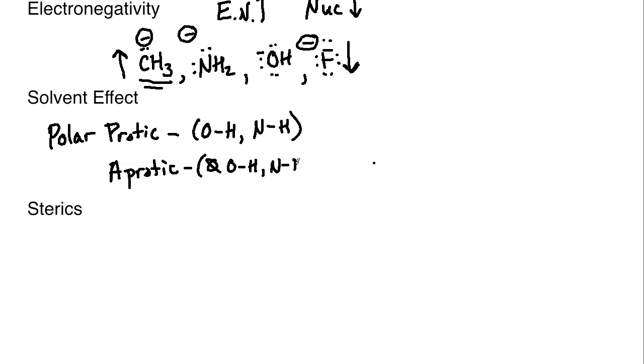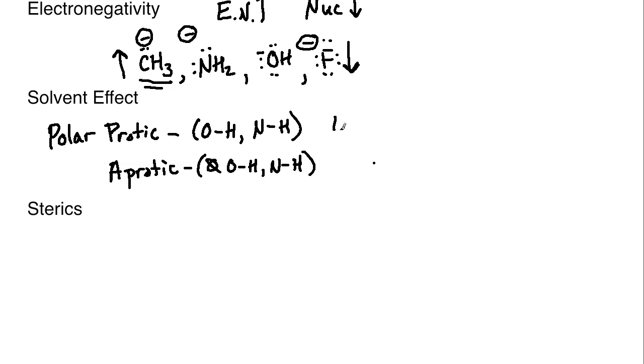Now, that being said, that doesn't mean there can't be oxygens or nitrogens. There can be. You just can't have a hydrogen attached to them, like in the case of an alcohol. But you could have, for instance, a ketone. Something like acetone would be an aprotic solvent. All right. Now, this will affect the factor we just talked about.